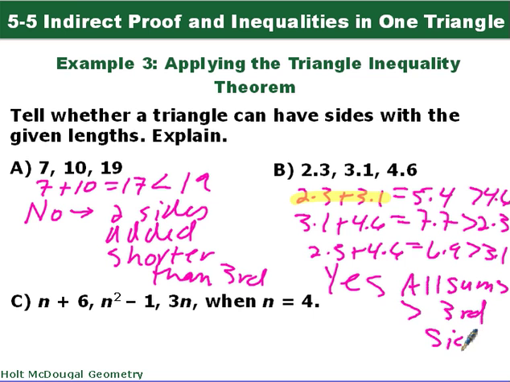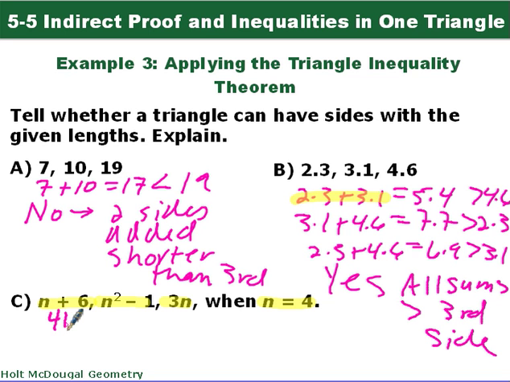And the last one says the side lengths are n plus 6, n squared minus 1, and 3n. Will it work when n is equal to 4? So I'm plugging 4 in for n and then checking using the triangle inequality theorem. We're using inequalities everywhere.